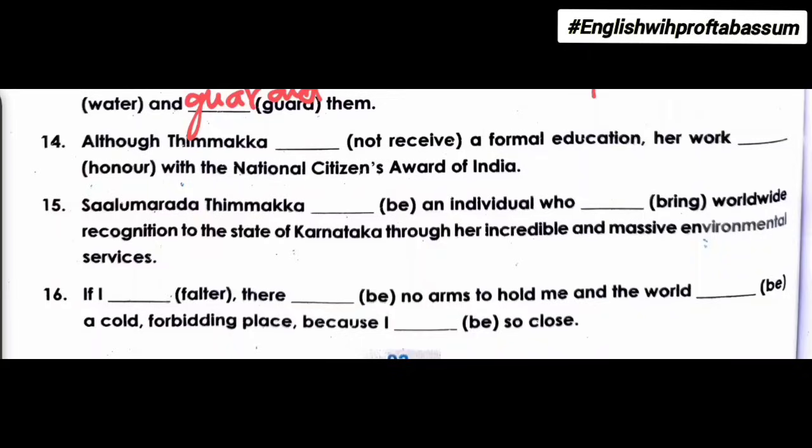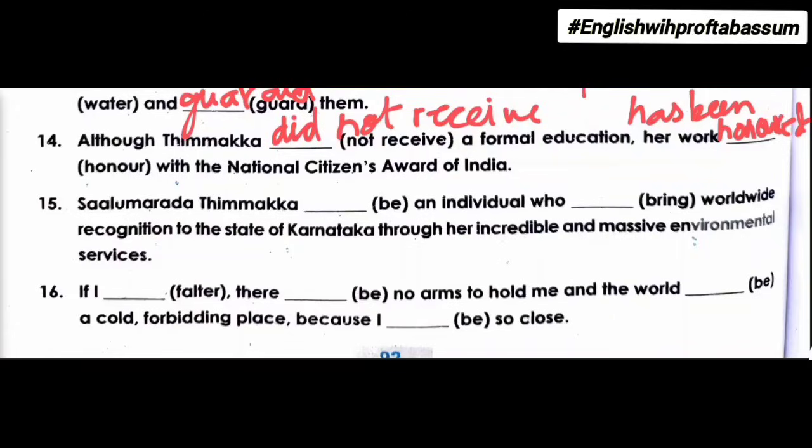Now the second blank. The rule is that when an action happened in the past but its result is important even now, we use present perfect passive. So the rule is has or have plus been plus V3 form of the verb. Because work over here is singular, we will use has been honored. So honor's V3 form is honored. So the answer is: although Timmakka did not receive a formal education, her work has been honored with the National Citizens Award of India.